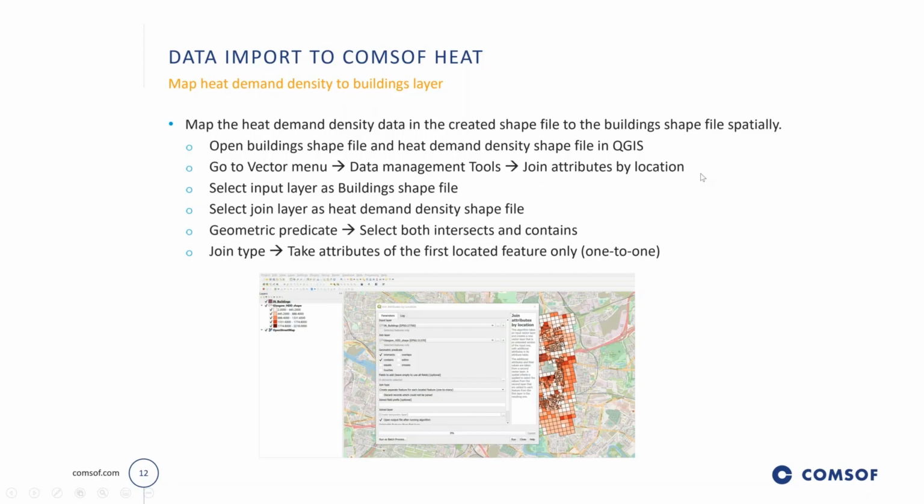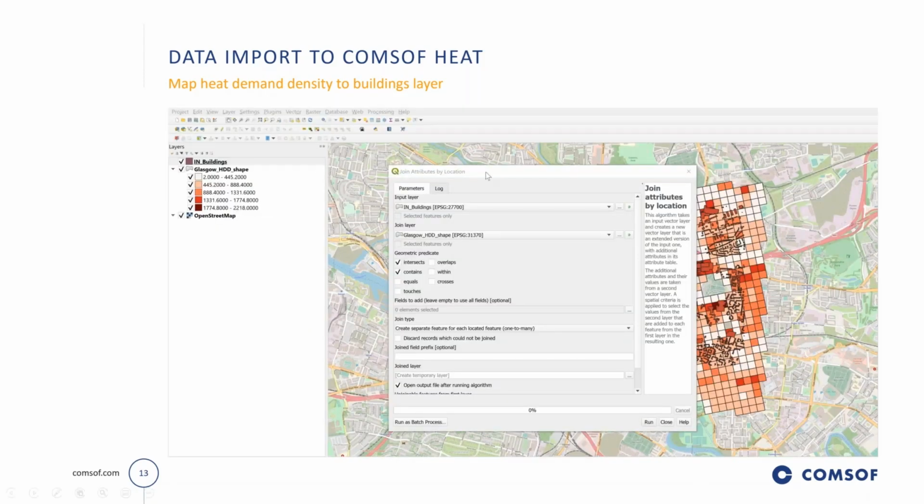Once you click join attributes by location, a pop-up window will open, and you can see the input layer, join layer, geometric predicate, and join type. These are four different inputs we have to give. What is the input layer? The input layer is the base layer to which you want to join the data. So the input layer is the buildings file. You select the building shapefile as the input layer, and the join layer is the heat demand density file. It will take the heat demand data from the heat demand shapefile and put it in the buildings shapefile, so we get the attribute of heat demand density in the buildings shapefile.